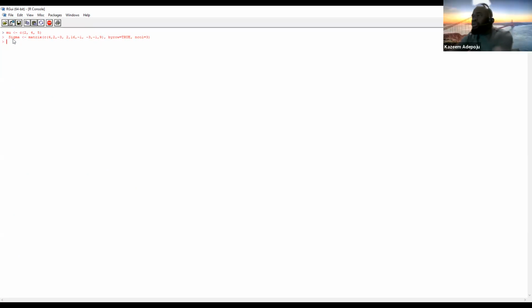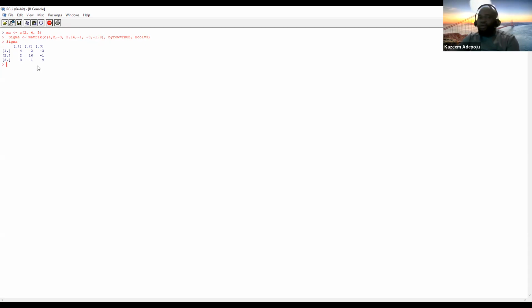Now if I want to see my sigma, which is the variance covariance, I'm going to click on that. Can you see it is 3 by 3? 4, 16, 9 are the variances. 4 is the variance of the first variable, 16 is the variance of the second variable, and 9 is the variance of the third variable. The off diagonals are the covariances. Now I've got this.